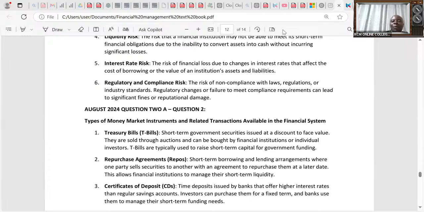Somebody can even share this paper here. For those of us who have this revision kit, we are going to page number 17. And you need to buy this revision kit. They go for only Kenya shillings 1,000. So August 2024, question number 2A.